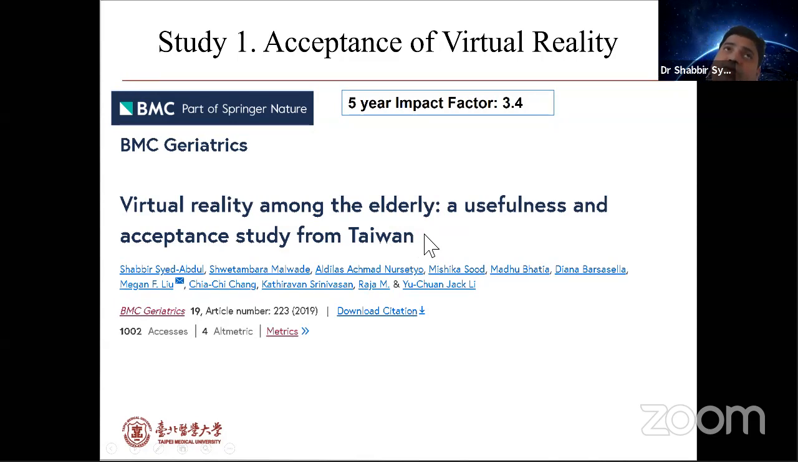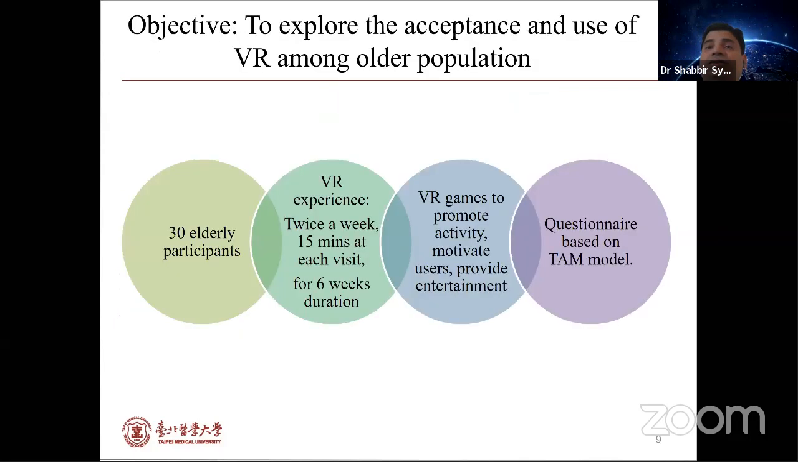This is very important to know, because it doesn't matter how good technology is, how well it is designed and how easy it is, unless the patient uses it and accepts it, it's useless. So that was my first question, and that was my first study. Therefore, we started doing this study of whether people like to use virtual reality using handset, headset, and all those things. So what we try to do is to explore the acceptance and use of VR among older people.